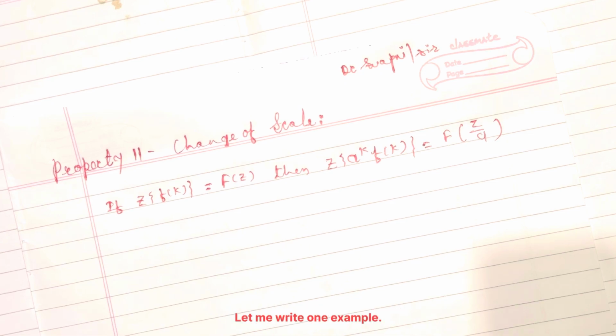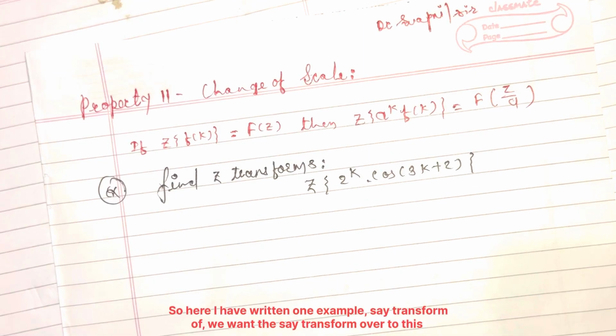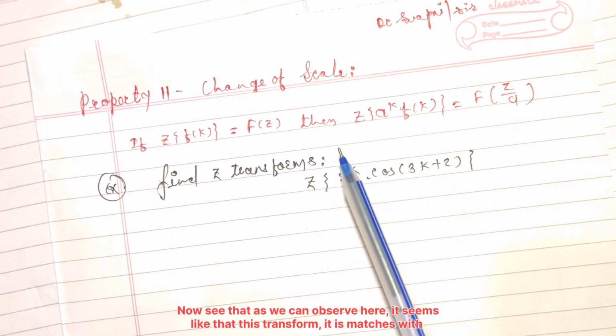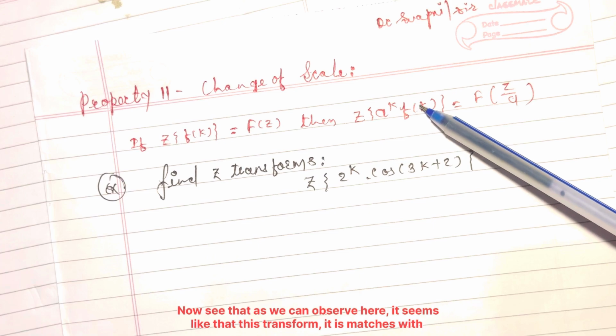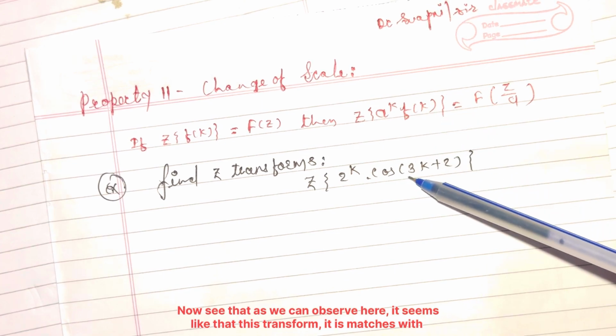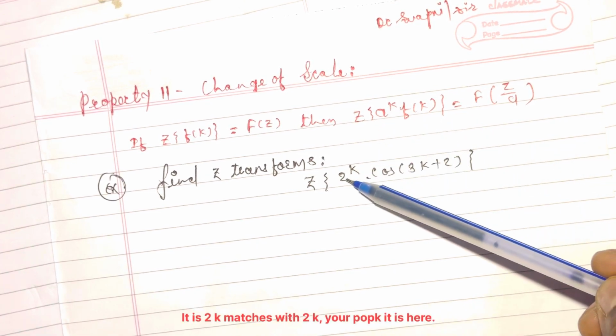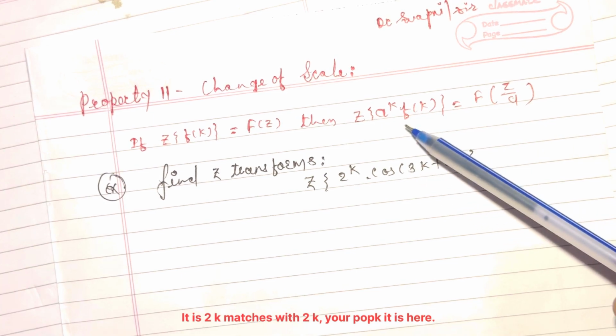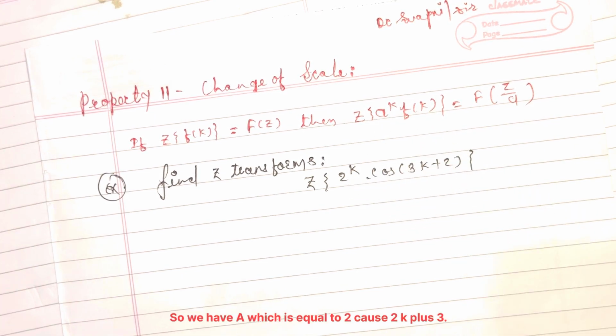Let me write one example. Here I have written one example: we want the Z transform of 2 raised to k cos of 3k plus 2. As we can observe, this matches the property: a raised to k matches 2 raised to k, and f of k is the cosine term. So we have a equal to 2.